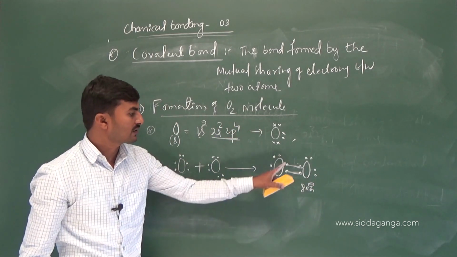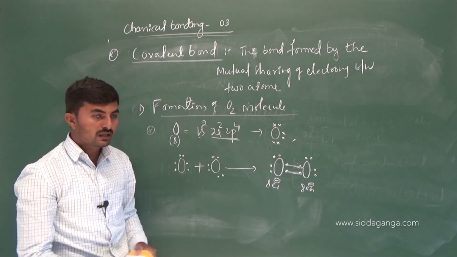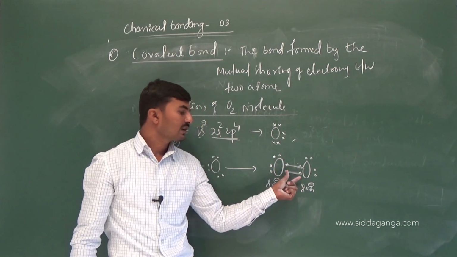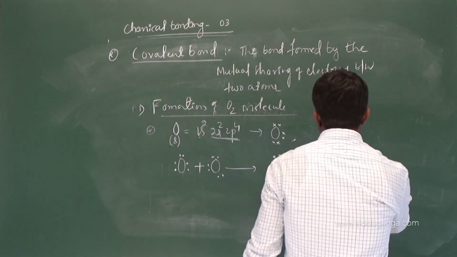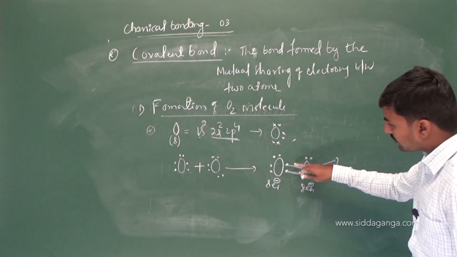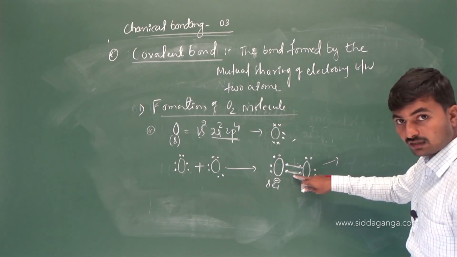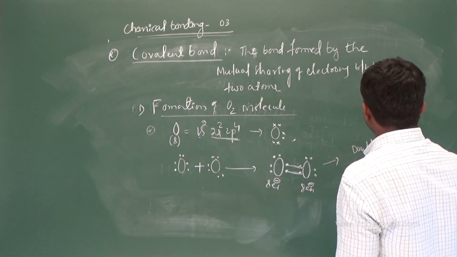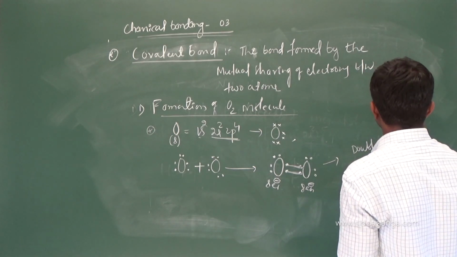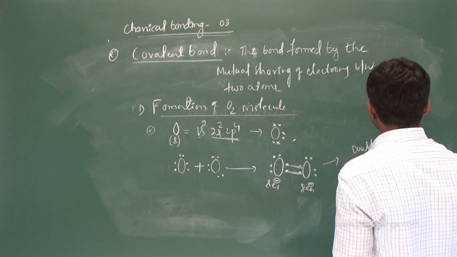That means they attain the stable electronic configuration. Here, how many electron pairs are utilized for the formation of the bond? Here 2 electron pairs are required. This is one electron pair, this is another electron pair. That is why this is an example of a double covalent bond.